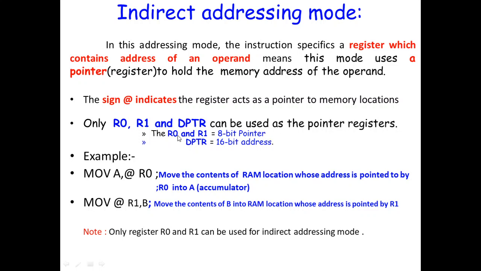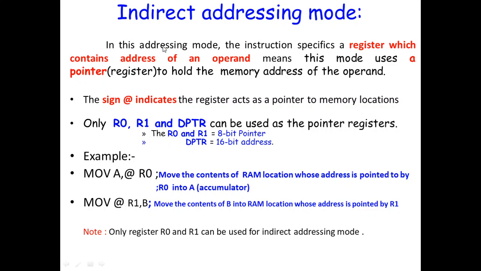Suppose instead of R0 you write any other register name, for example R2, R3, R4, like that. We already know there are 8 general purpose registers, but out of those only R0 and R1 work as a pointer to hold the address of memory. If you use R3, R4, R5 instead of these two, it will show an error.